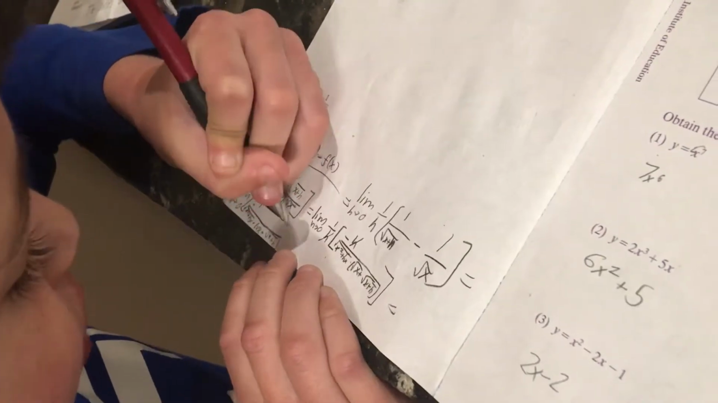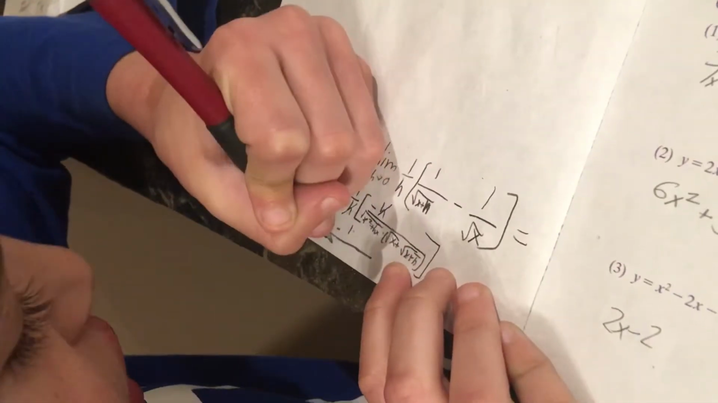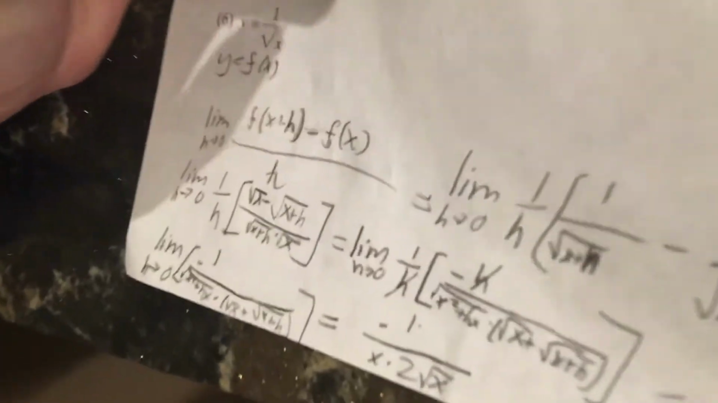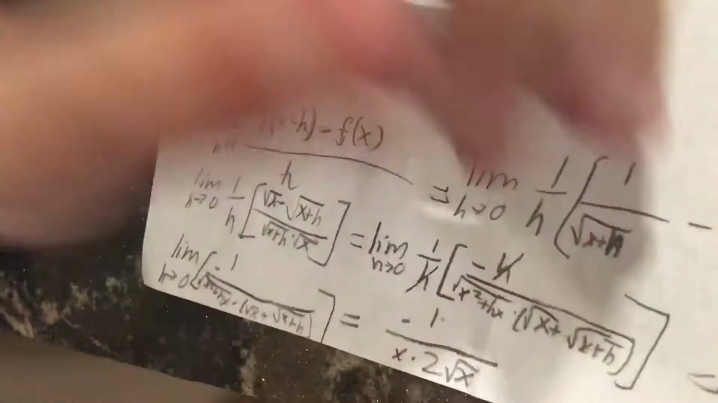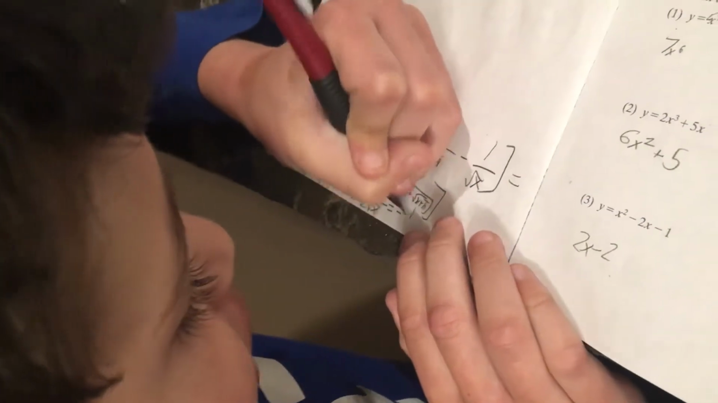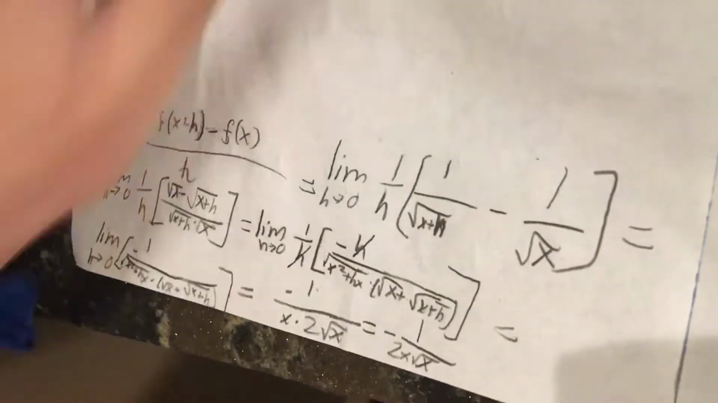Plugging in our value of h equals 0, we get the following. And eventually, we can actually simplify and multiply to get the following. And this will be our value for this one.